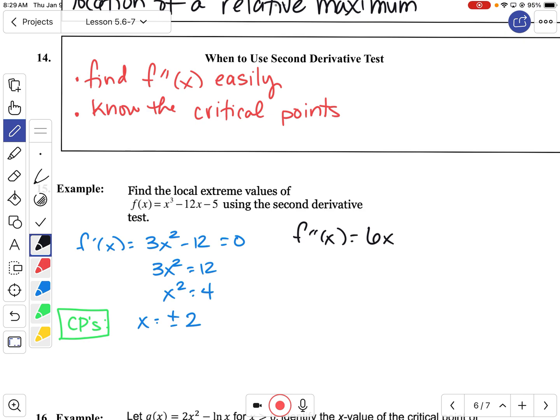And so now, to determine if we have a relative min or a relative max at those critical points, we're just going to evaluate the second derivative at our critical points to know if it's positive or negative. Is it concave up? Is it concave down? So f double prime at 2 would give me a positive 12, and f double prime at negative 2 would give me a negative 12. So what kind of concavity do we have at positive 2?